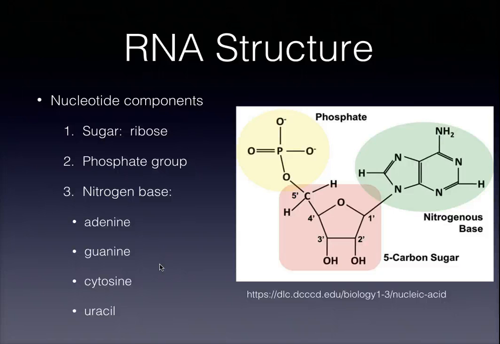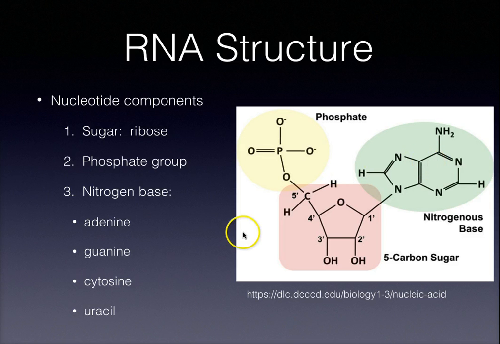Okay, when we look at the structure of RNA, we start with the same type of nucleotide subunit. And the nucleotides for RNA are a little bit different because they have ribose sugar rather than deoxyribose. It's still a 5-carbon sugar, 1, 2, 3, 4, 5. The difference between ribose and deoxyribose is that ribose has this oxygen here, where deoxyribose simply has a hydrogen in that position. The phosphate group is still part of the nucleotide structure, and then we have a nitrogen-containing base.